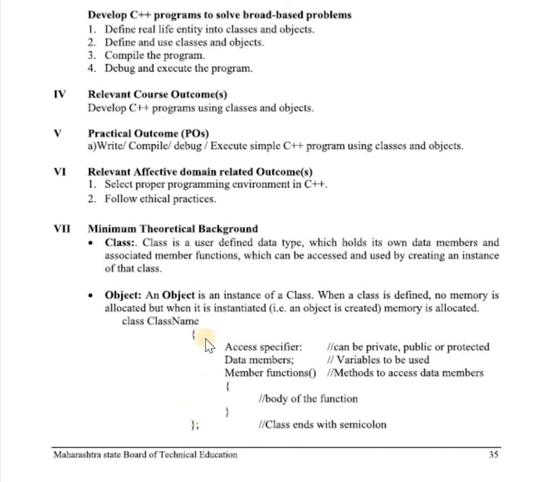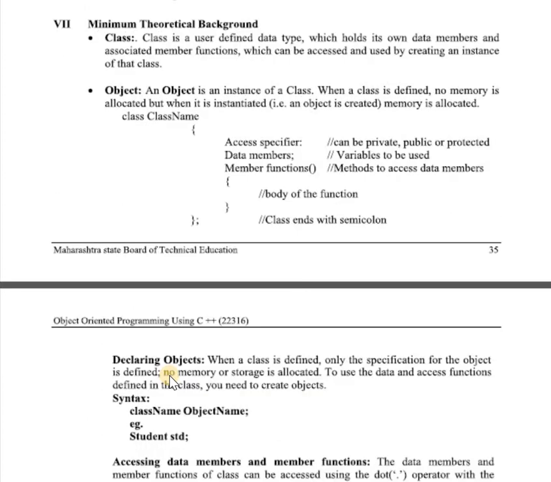I already told you that a class contains data members and member functions. By using access specifiers, we define the class members, that means variables, and class functions, that means methods, of that particular class. In the function, we write the body of that particular method. In the function brackets, we write the definition of that function. This is the syntax for defining a class.